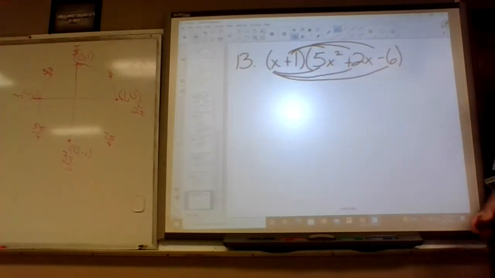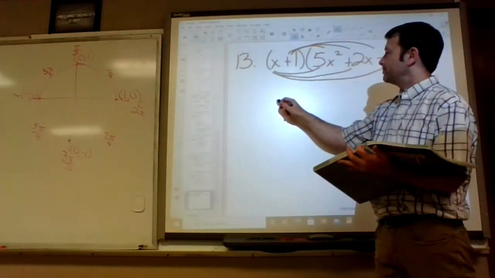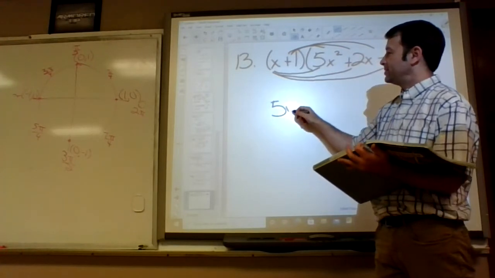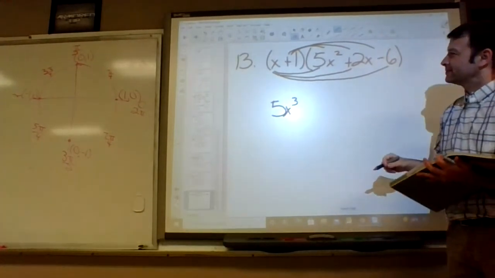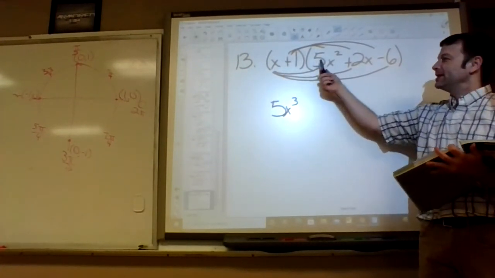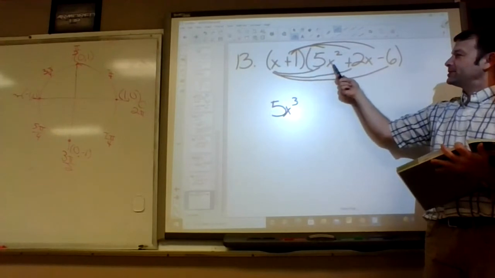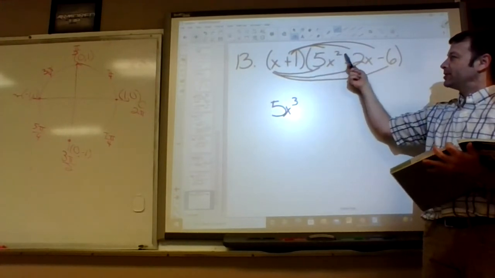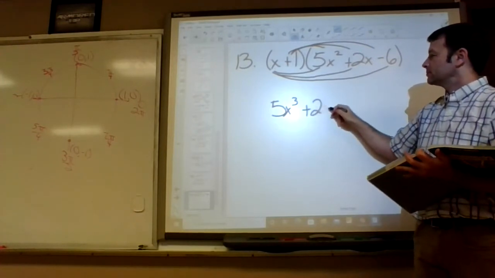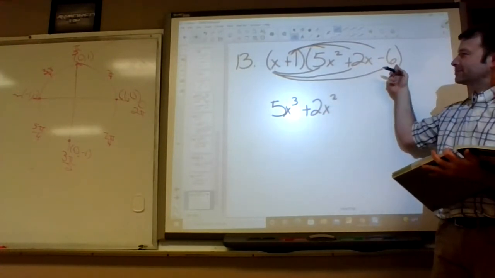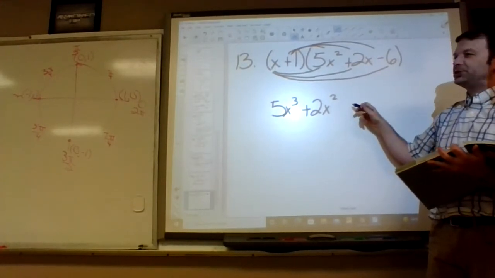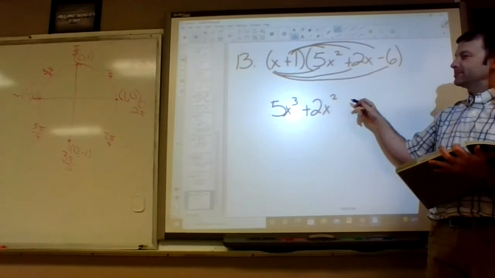So that's 5x cubed. When you multiply by an x, the exponent just goes up 1 on the x's. So what would this be? 2x squared. And the third one? What did the sophomores do? Negative 6x.